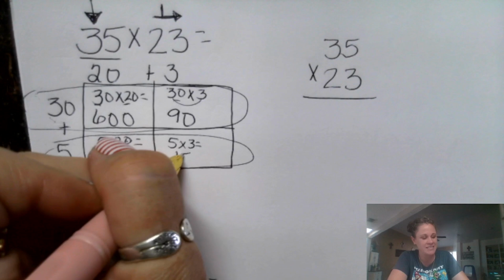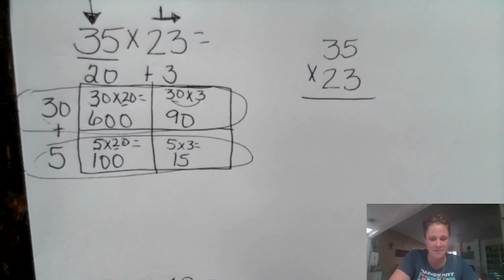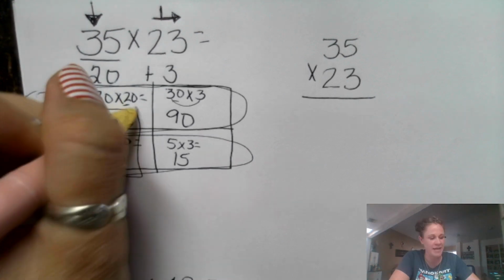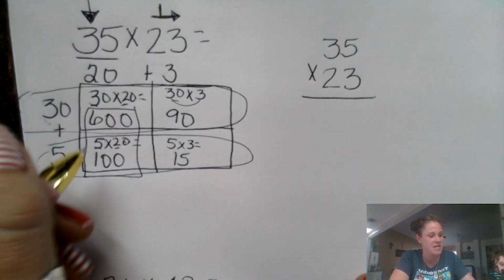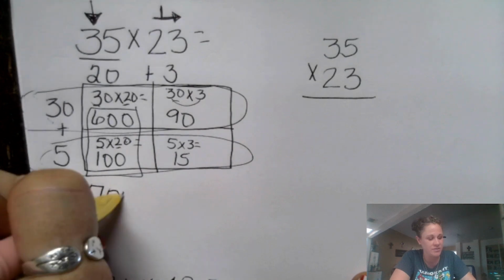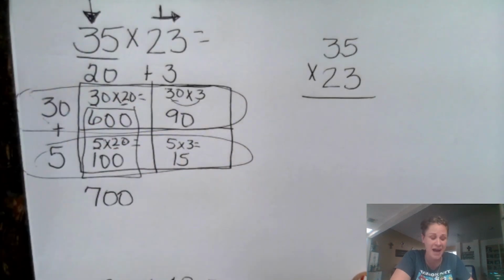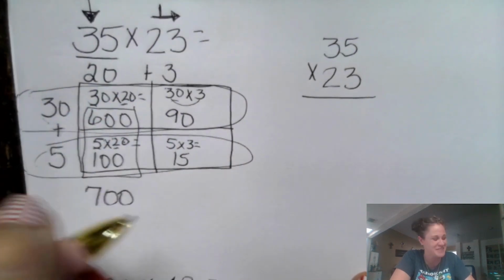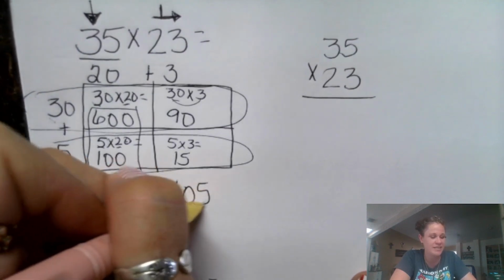Now let me show you something. I'm going to take my partial products and add them going down this time. So 600 plus 100 is 700. And 90 plus 15 is 105.